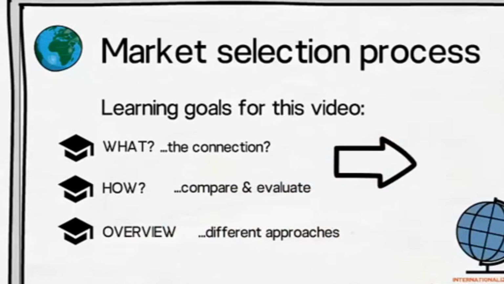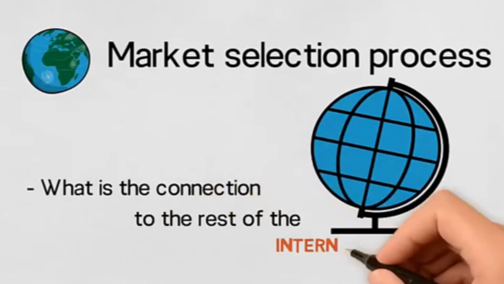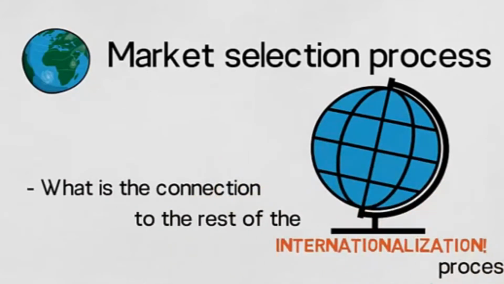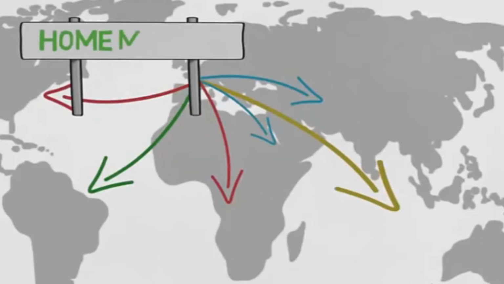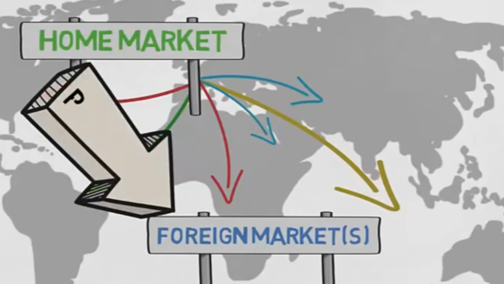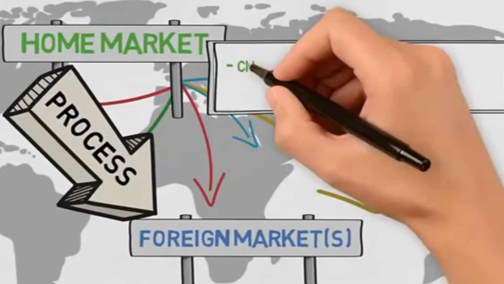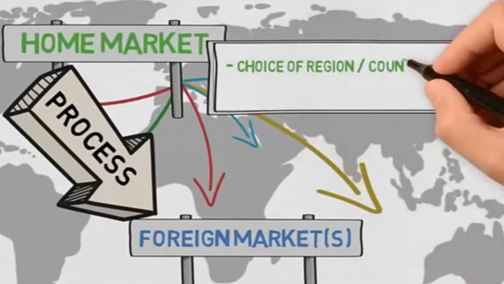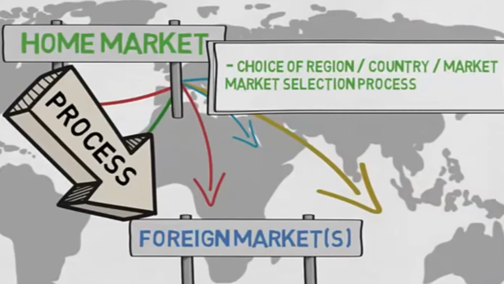So let us begin. What is the connection to the rest of an organization's internationalization process? When an organization goes from marketing their products and services only on their home market to also target one or several foreign markets in different countries or regions, we talk about an organization's internationalization process. It starts with the choice of which foreign markets to target. We call this the market selection process.